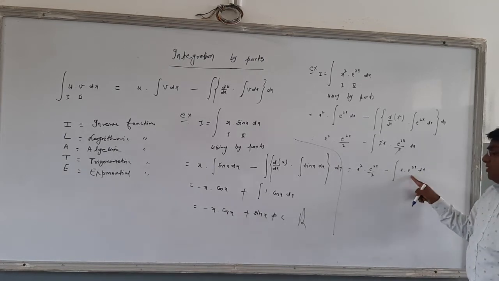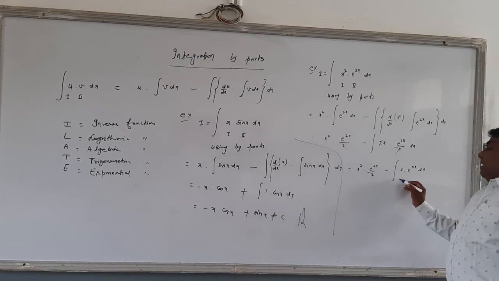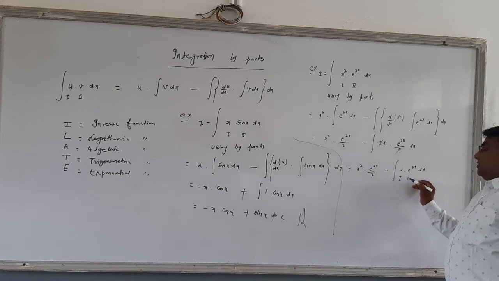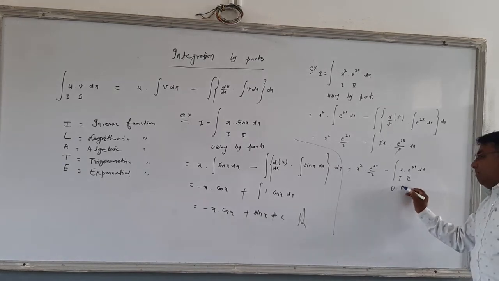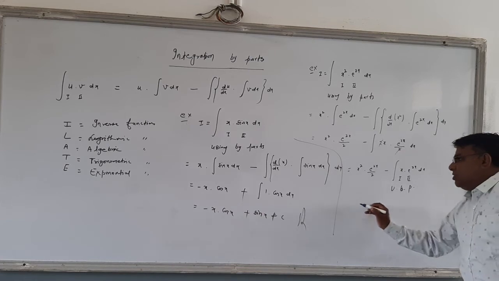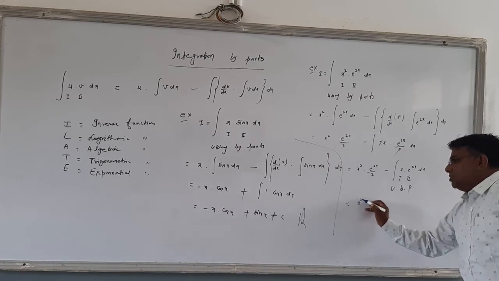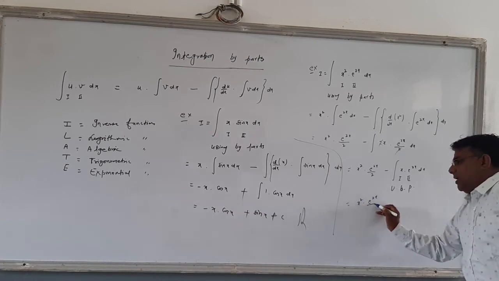Then again two different functions, and again apply by parts. First is x, second is e raised to power 2x. Now using by parts, x square as it is, e raised to power 2x upon 2 as it is.